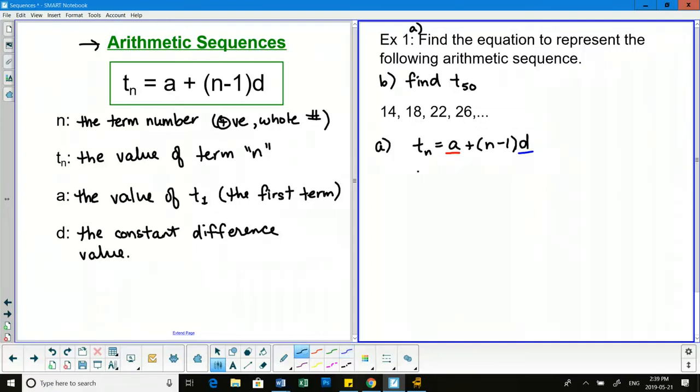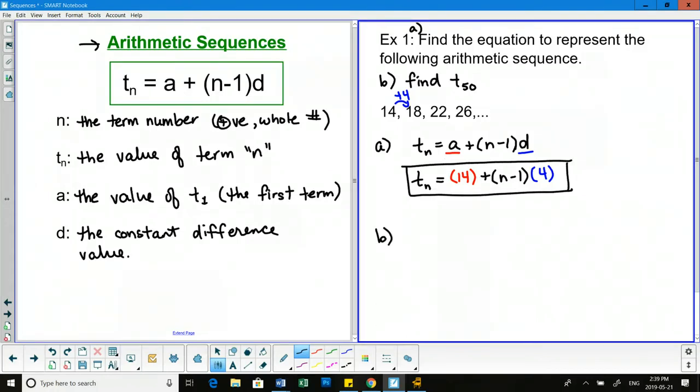So what is A in this scenario? 14. Yes, the value of term number 1 is 14. And what about our D value? 4. Yes, so we found that we were adding 4 to get future terms. So we will sub in D as 4. This right here is our general equation for the sequence.